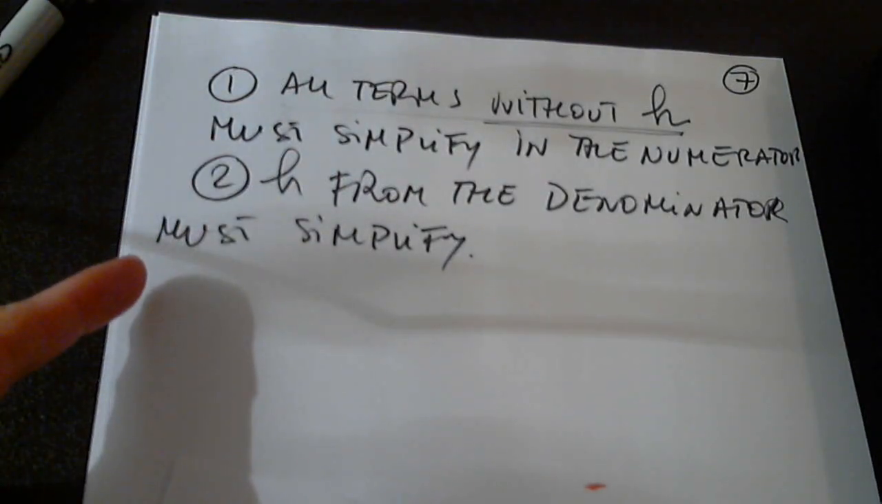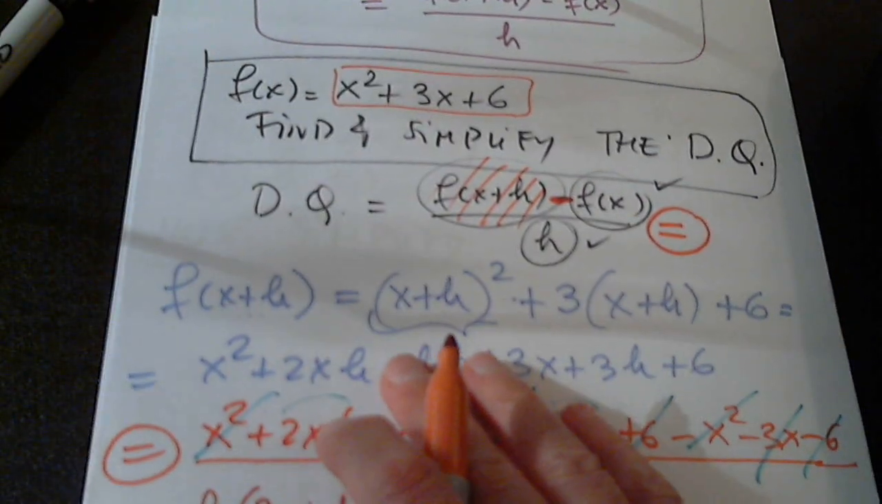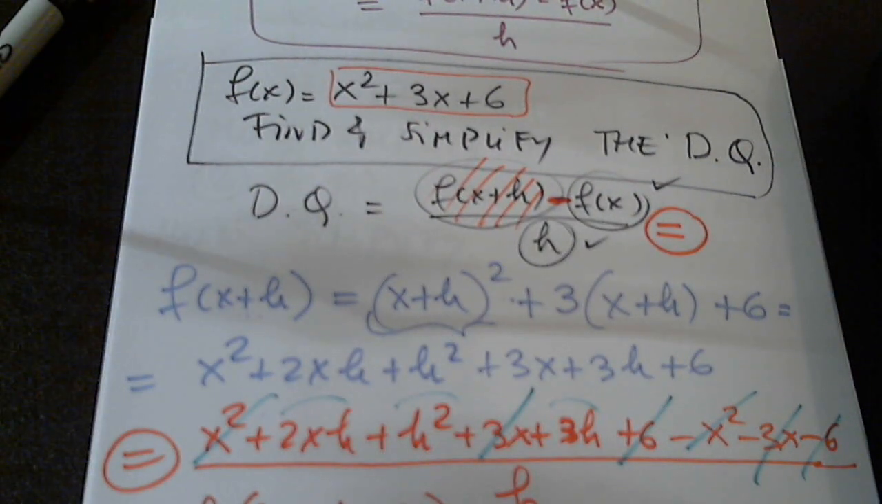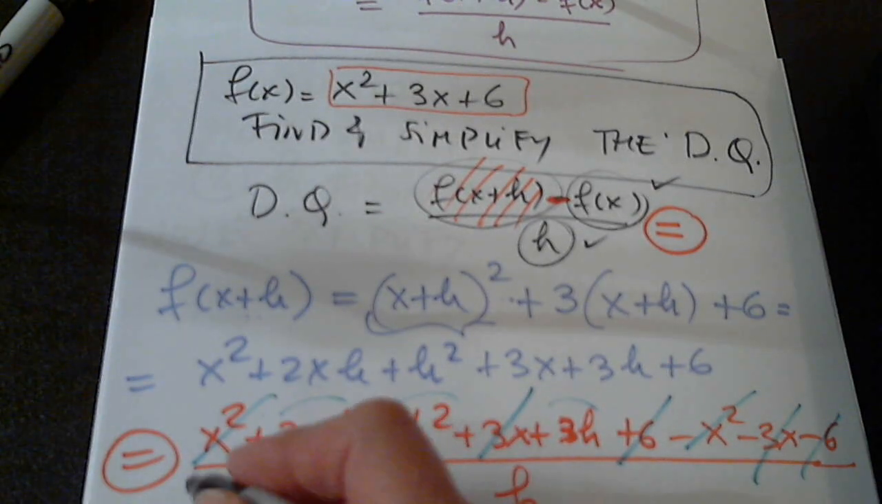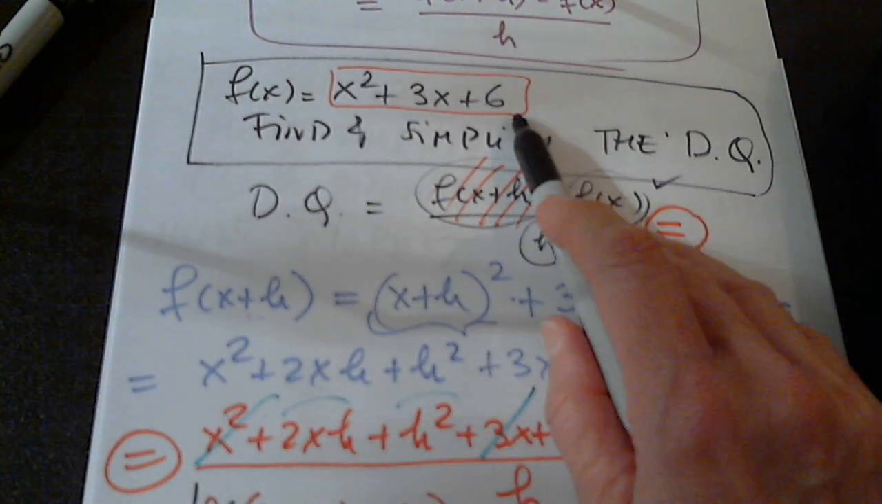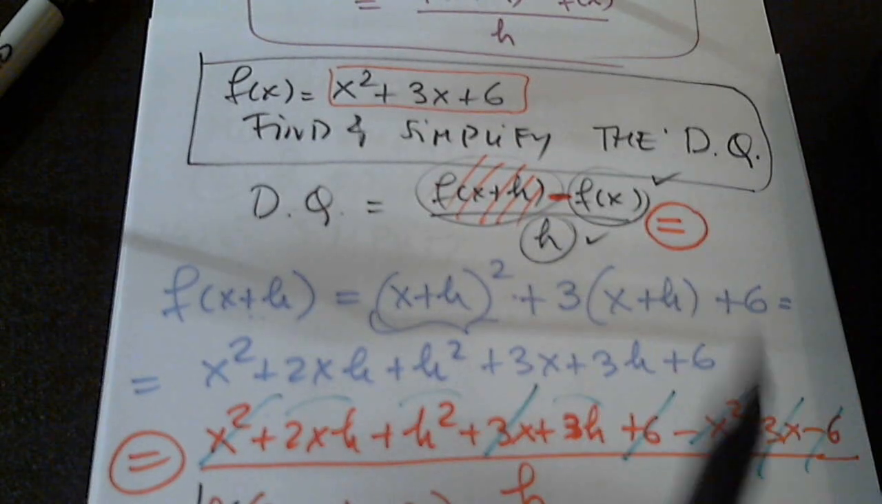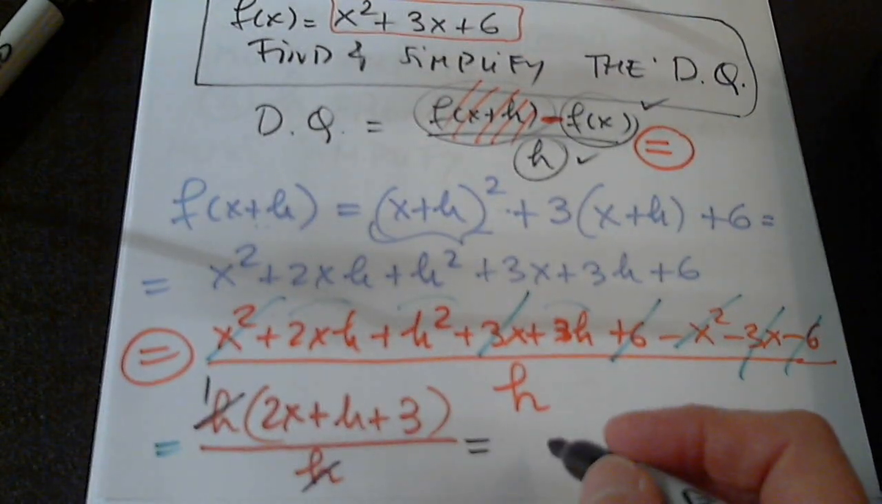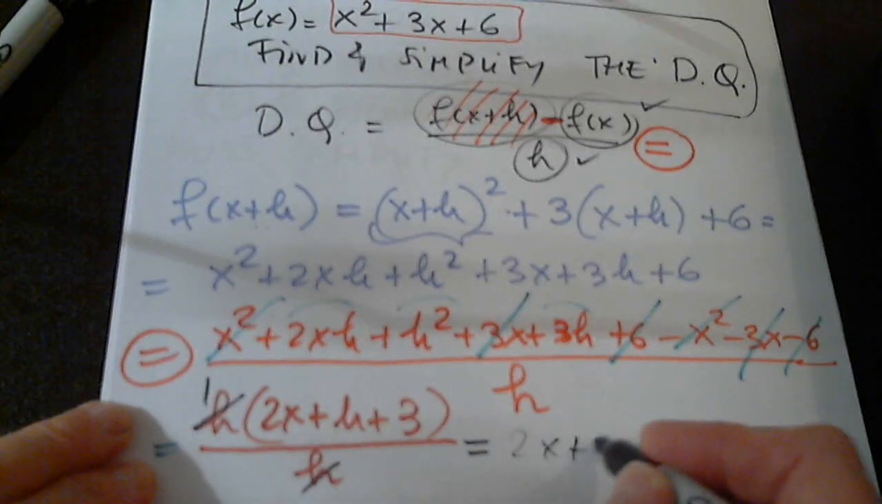And now h from the denominator must disappear. What do I need to do next? What do I do next? You cancel out the h. Simplify h with h. What is the final form? Simplified form of the difference quotient for this particular function. Can anyone dictate? 2x plus h plus 3.